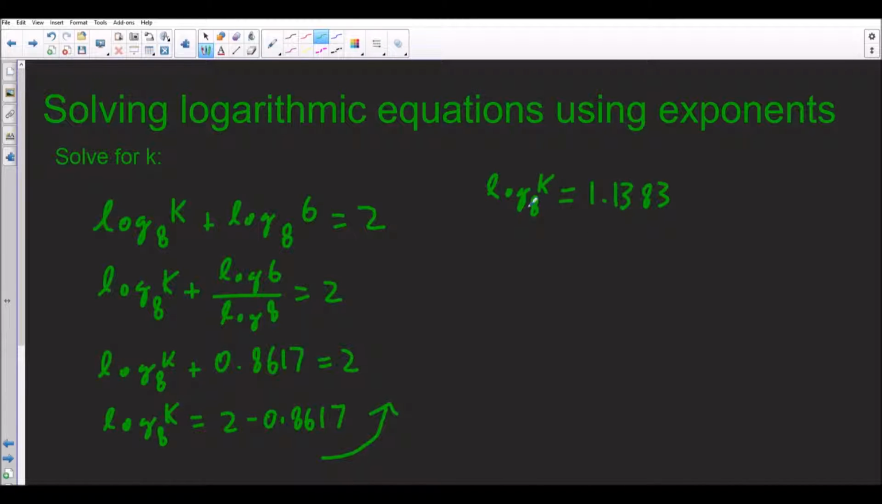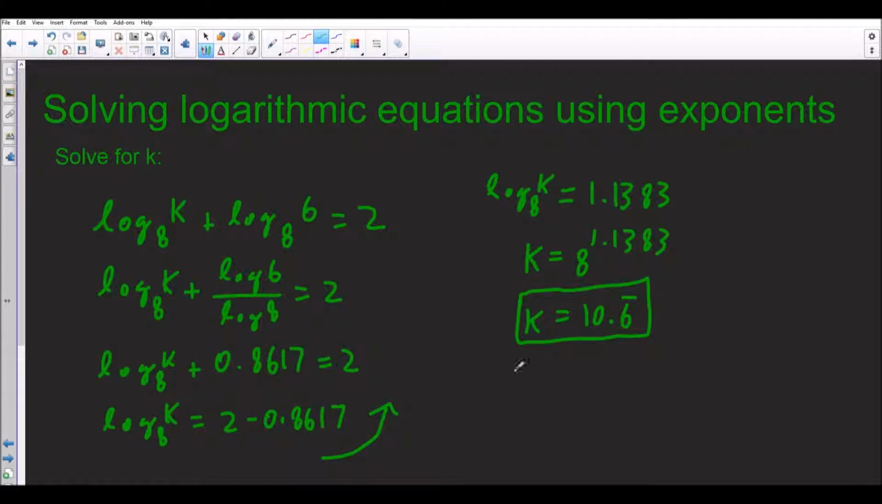So now that we have this, we can just rearrange into an exponential equation. So what we'd have is k is equal to 8 to the exponent 1.1383. So then k is going to equal 10.6 repeating, and that's our final answer. So k is equal to 10.6 repeating, and it's not an exact answer because there was some rounding in the question, but it's close enough.